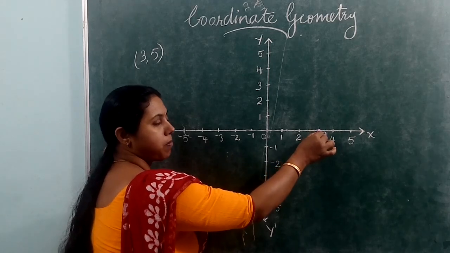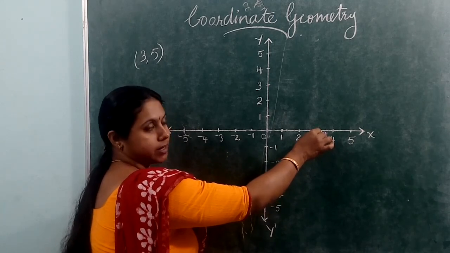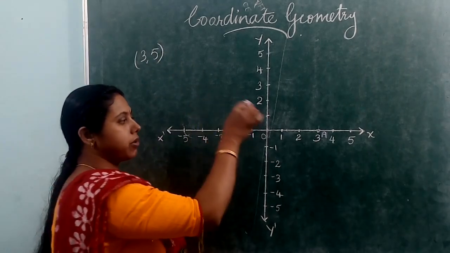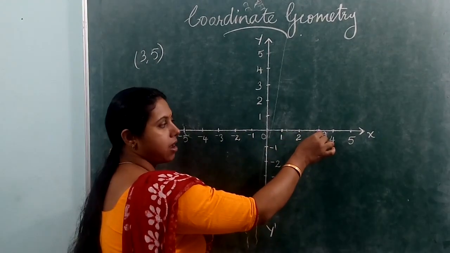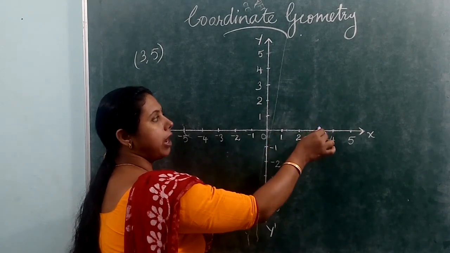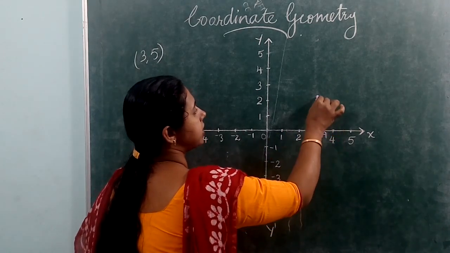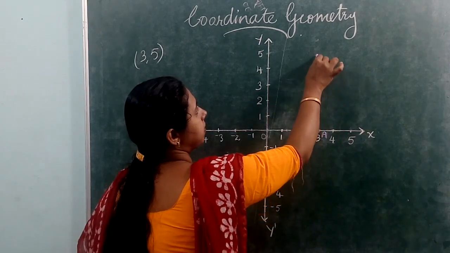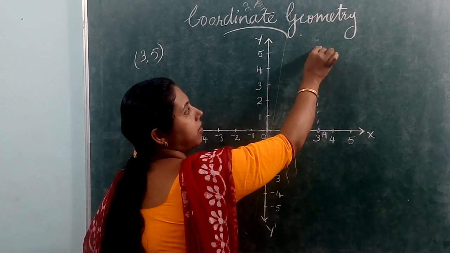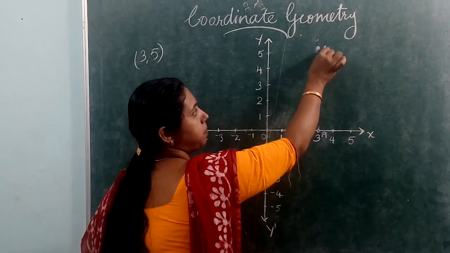Now from the point A, move vertically upwards, because the distance from the x-axis to the point is 5 units. So from A, move vertically upward 5 units. When you move 5 units, you will reach the point where we arrive finally. That is the required point. You can mark it as P.